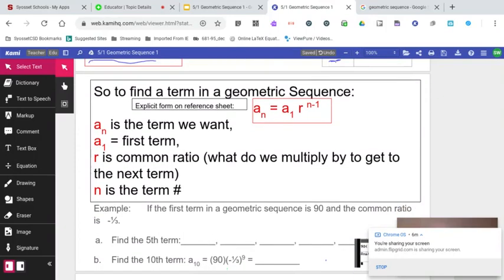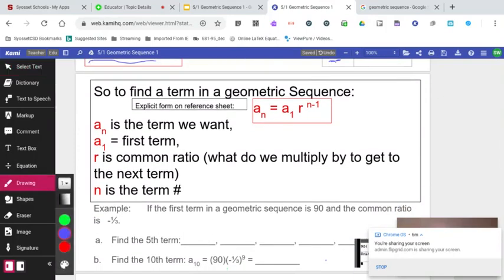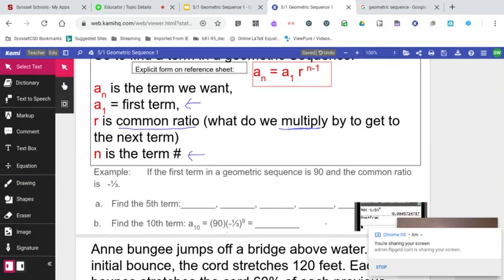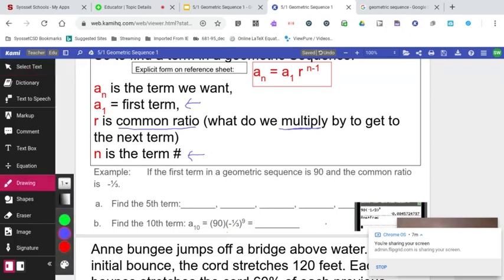Here's what you need. A sub n, which is the term we want, we would need the term, and we would need r, the common ratio. Basically, the common ratio is what you're multiplying to get to the next term each time. And I would have to tell you which term number I want. So, if I want a geometric sequence that starts with 90, and the common ratio is negative 1/3, then I can now write in what we know.